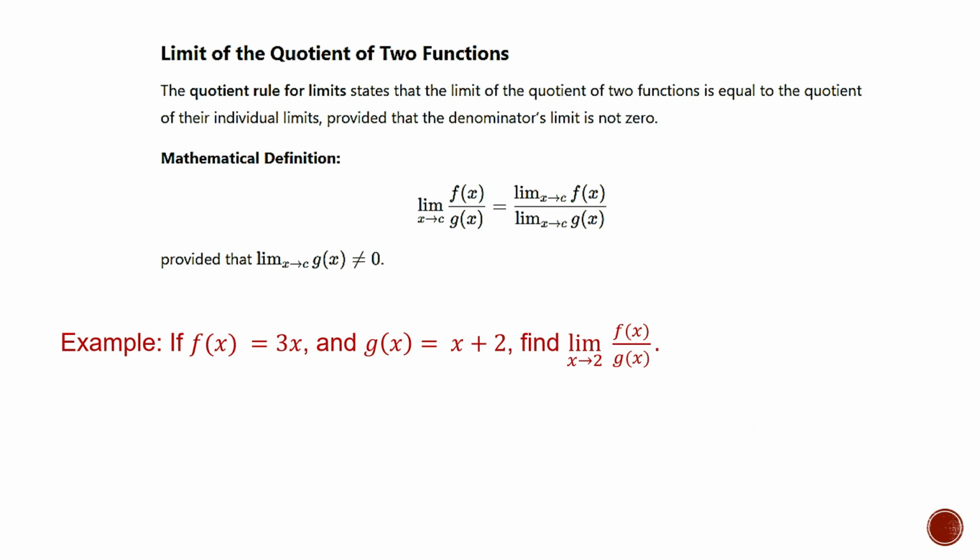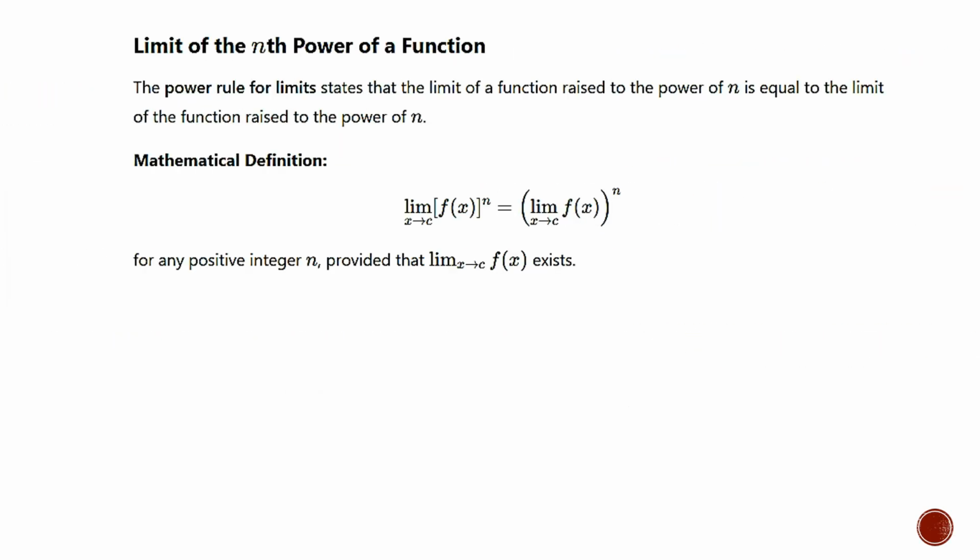Let's go to the next one. And this is the limit of the nth power of a function. And here it states that the limit of a function raised to the power of n is equal to the limit of the function raised to the power of n, for any positive integer n, provided that the limit of the function exists.